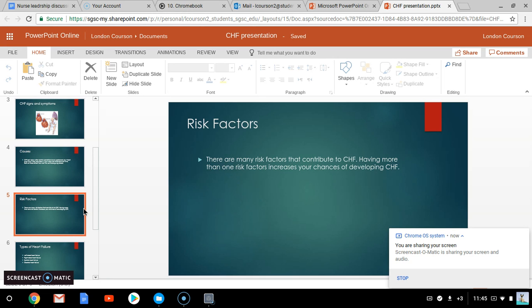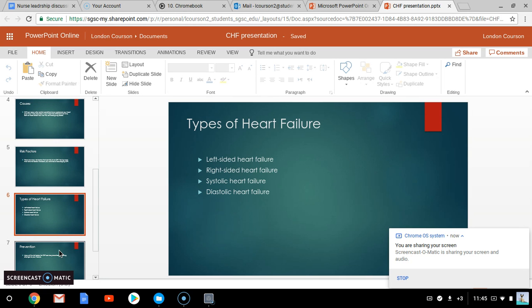Sleep apnea, congenital heart defects, valvular heart disease, alcohol use, tobacco use, obesity, and irregular heartbeats. There are 4 different types of heart failure: left-sided heart failure, right-sided heart failure, systolic heart failure, and diastolic heart failure.